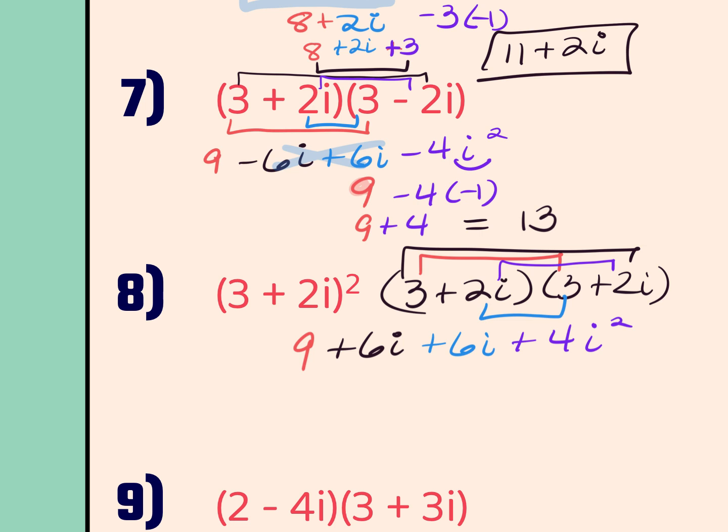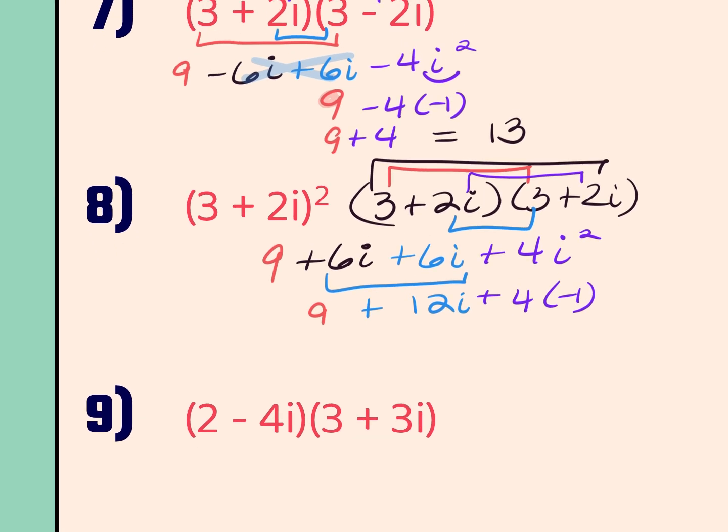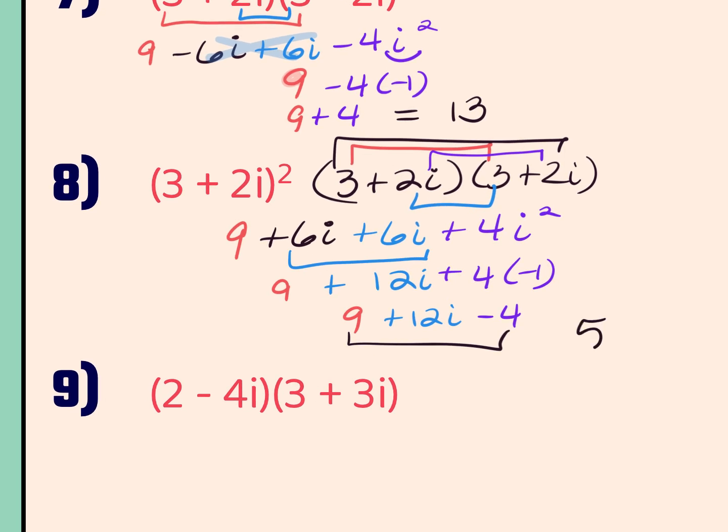This time my middle does not disappear. So I'm going to go ahead and add the middle and change that i squared to a negative 1. So when I add the middle, I get positive 12i. I now need to multiply the purple. So the 9 stays, the 12i stays, and then positive 4 times negative 1 is negative 4. I now can add my 2 real pieces. 9 minus 4 is 5, plus the imaginary 12i.